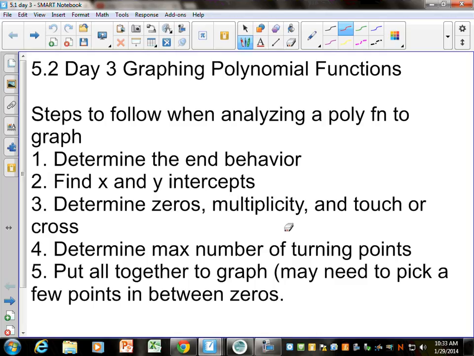We're only going to do 5 steps because we're skipping the same step of yesterday of looking at what happens around the x-intercept. So on your homework, it says follow 6 steps. You're just going to follow these 5 steps. In behavior, we did that already.